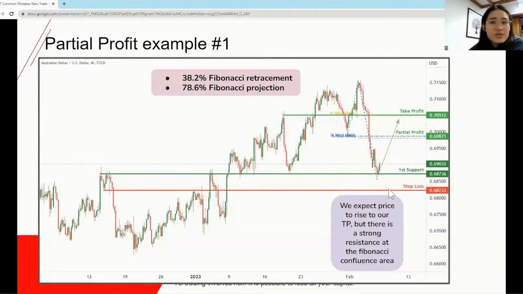So we expect price to rise to our take profit, but there is a strong resistance at the Fibonacci confluence area that I mentioned here, which is why we place our partial profit at that area. Just in case price really doesn't hit our take profit and reverses off of this area instead, we can at least get some profit out of this area.